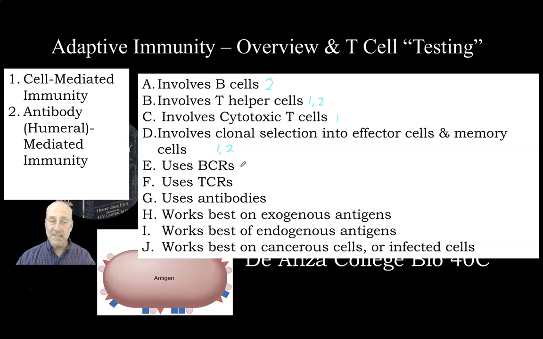BCRs, B cell receptors, is only antibody. TCRs, T cell receptors, is cell-mediated. That's for cell-mediated. Uses antibodies. That's the bread and butter of antibody-mediated immunity. Works best on exogenous antigens that are floating free through the tissue. That's antibody-mediated immunity. Works best on endogenous antigens, or antigens that are inside of an infected cell. That's where cell-mediated immunity comes in, and then cancerous or infected body cells is also cell mediated.